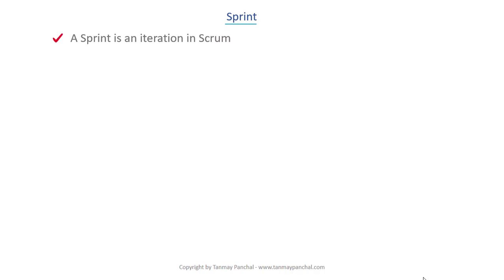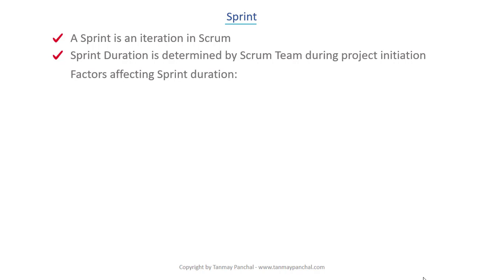Sprint is an iteration in Scrum. At the beginning of the project, the Scrum team determines the duration of sprints for the project. Most sprints are going to be 2 to 4 weeks in duration. Factors affecting sprint duration include the stability of the product backlog. Once a sprint has begun, the duration never changes, nor are any user stories added or removed.